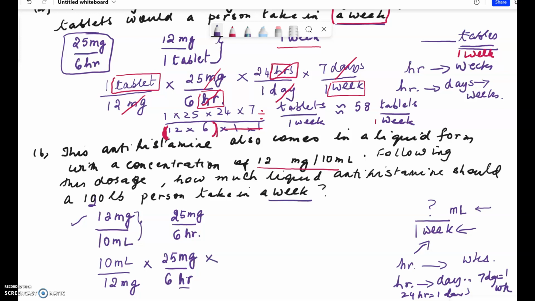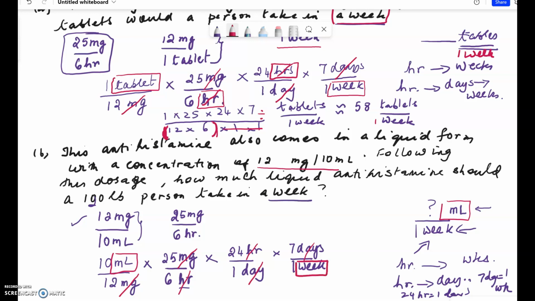So now first we multiply with 24 hours per 1 day times 7 days over 1 week. We know this works because the hours cancels with the hours, milligrams of course cancels with the milligrams, the days with days, and we get exactly what we want, which is milliliters in the numerator and measurement of time in weeks in the denominator.